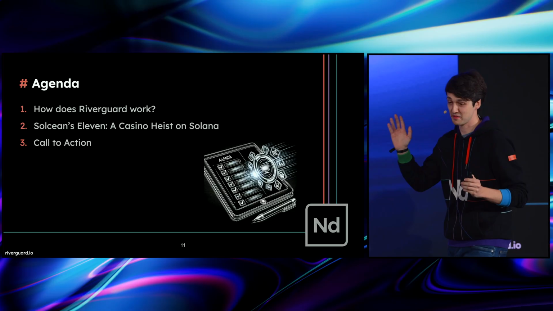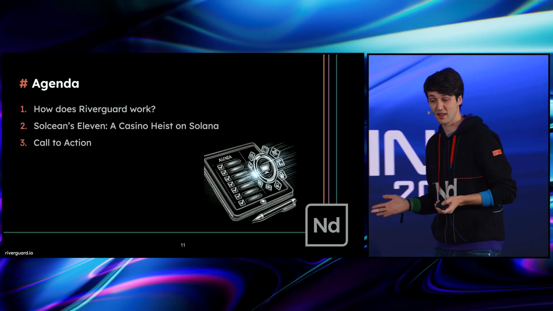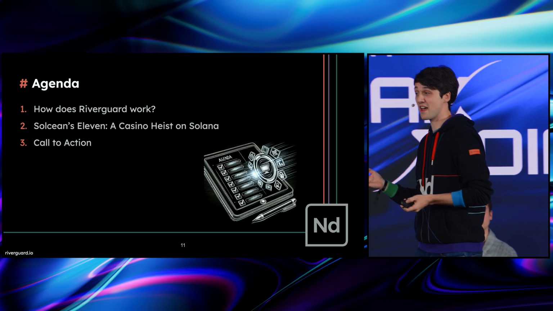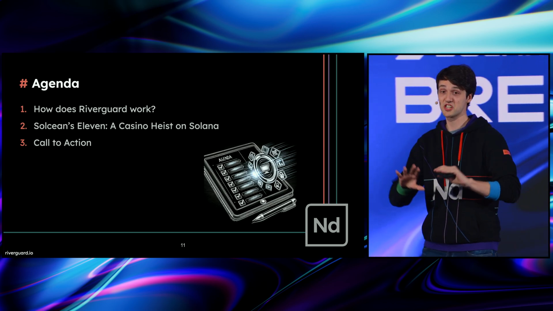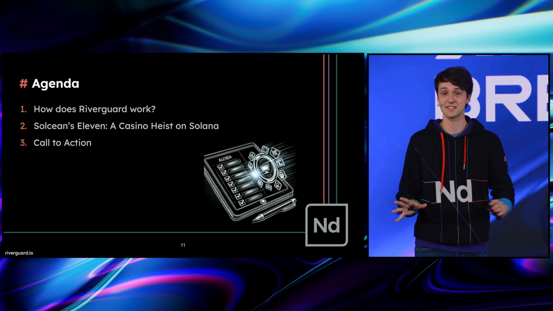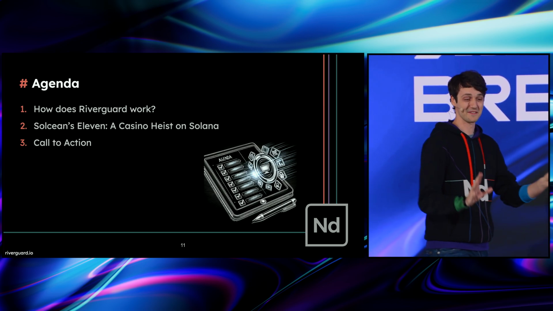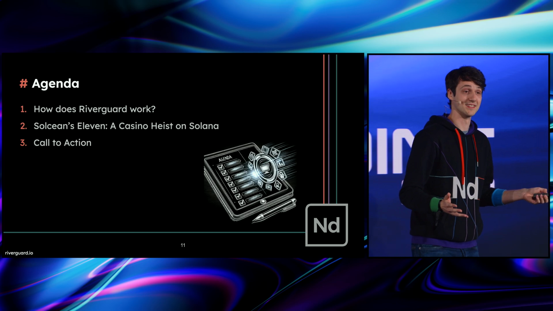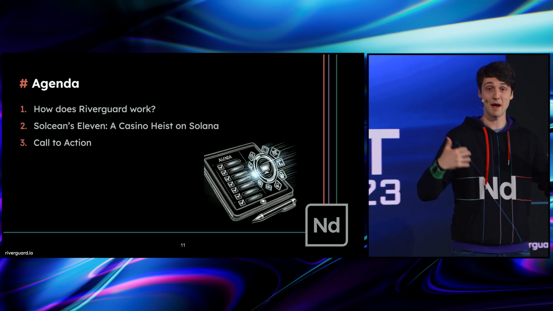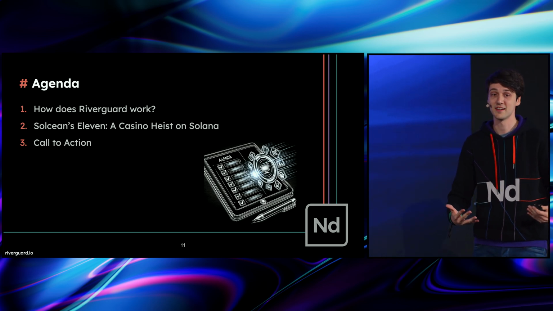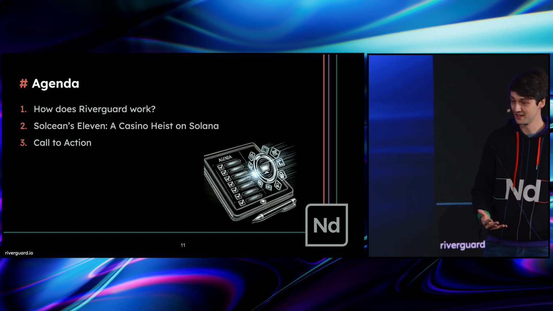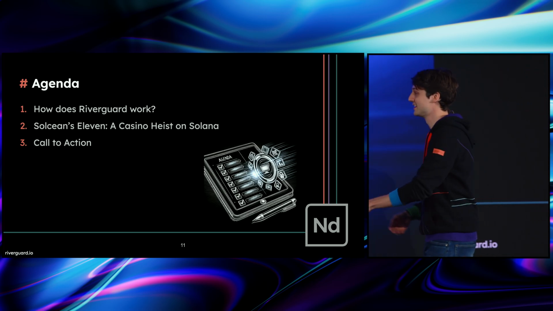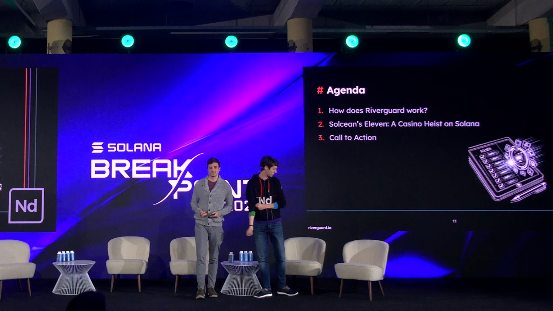So, how is this talk going to work? First, we're going to learn how it actually works and what it does. Then we're going to have a really exciting story about Soltions 11, a casino heist on Solana, which was one of the bugs that popped out of Riverguard. And we're going to end with a call to action, how all of you can help us make Riverguard even better and make the ecosystem more secure. With that, I'm handing over to Nico, who's going to talk to you a bit about how Riverguard works.